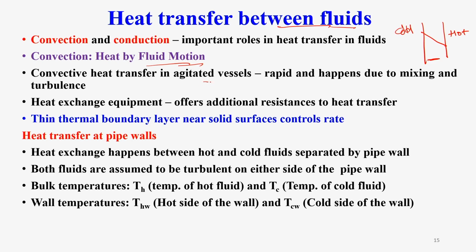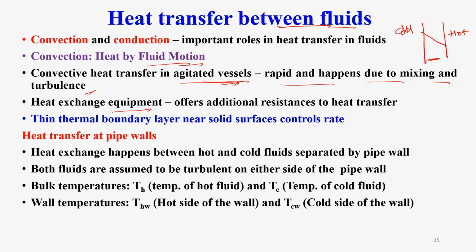The convective heat transfer in an agitated vessel is rapid and happens due to mixing and turbulence. So, one is the agitated vessel where this heat transfer is taking place. The other option is a heat exchange equipment. There also the heat transfer is taking place between the two different fluid streams, hot and cold.